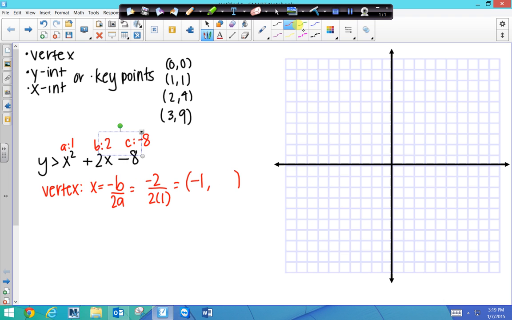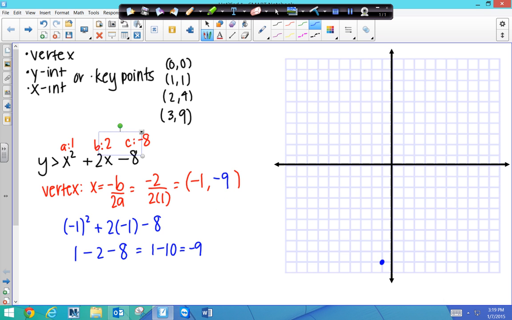And the way that we get the y value that goes with that is by taking that negative 1 and plugging it in for all of the x's. So negative 1 squared plus 2 times negative 1 minus 8. So 1 minus 2 minus 8, which is going to give us 1 minus 10, or negative 9. So we're going to go to the point (-1, -9), and that's going to be our vertex for this inequality. Now, like I said, we can either use the key points or the x and y intercepts.